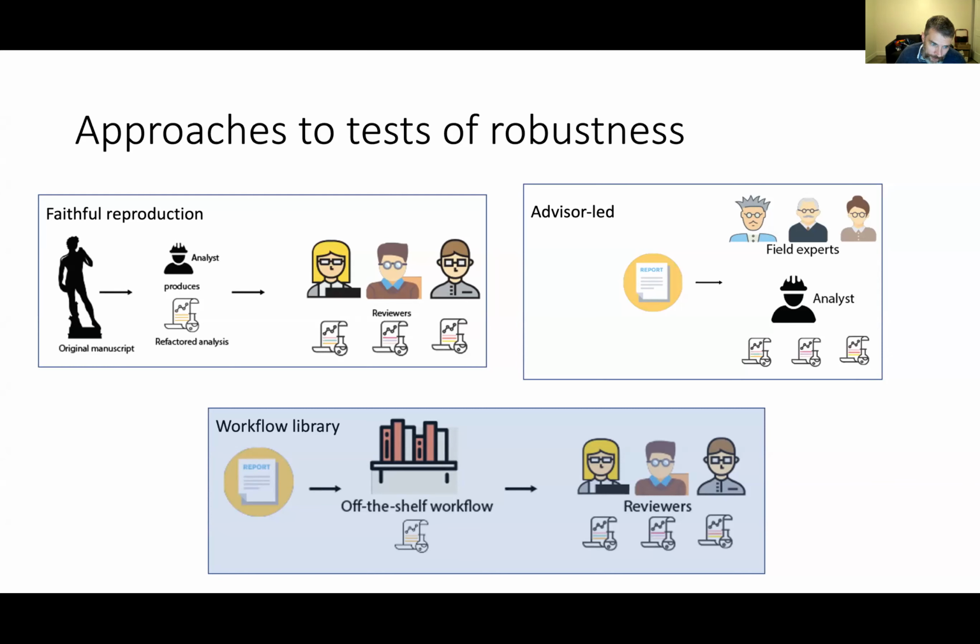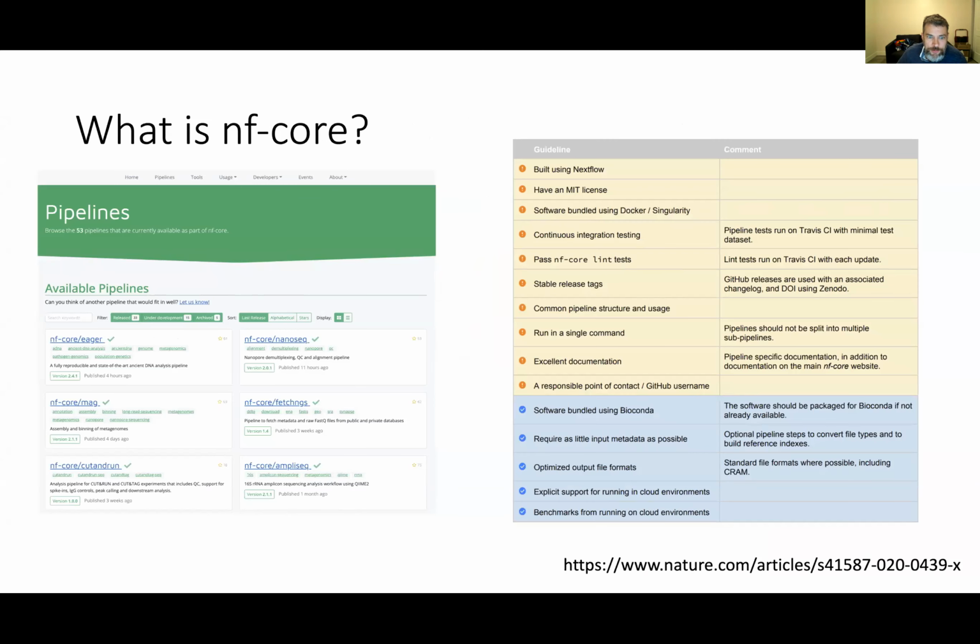I think the workflow library approach is interesting because it draws on strengths from community-led efforts into bioinformatic pipelines, which, unlike some of the social sciences or data sciences, a lot of the work done in bioinformatics is done in pipelines, which are essentially pre-processing steps that either follow serial or parallel steps.